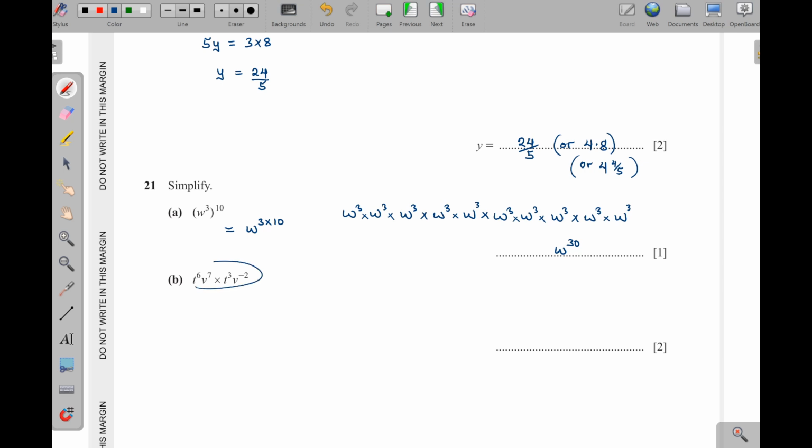Okay? Then here, I'll get the t's and I multiply them. So t to the power 6, then times t to the power 3. I just rearrange. This is all multiplication. You just switch them. Okay? Then times v to the power of 7, times v to the power of negative 2. Since this is multiplication, we add the powers. So this will be t, then 6 plus 3. And then here, you have v, 7 plus negative 2. So 6 plus 3, that is a 9. So we shall have t to the power of 9. And then v here, 7 plus negative 2, that will be positive 5. So that will be our answer there.